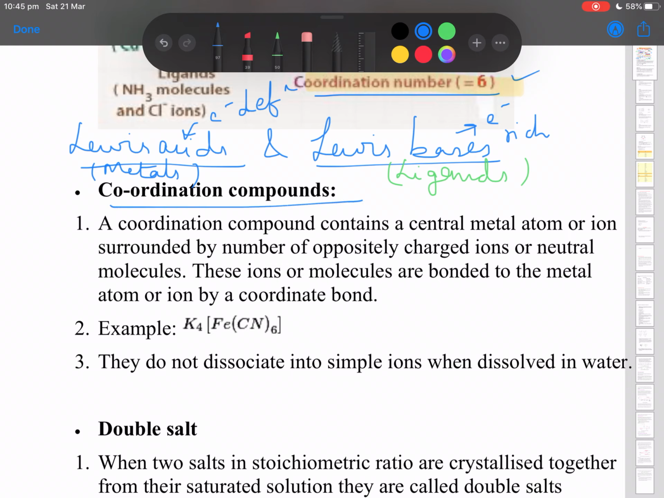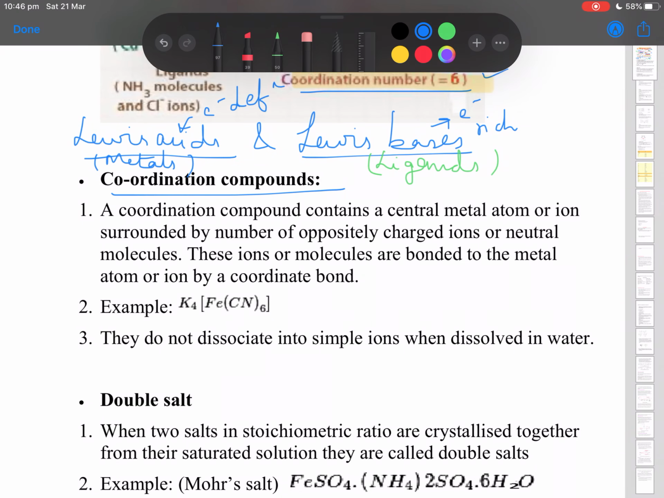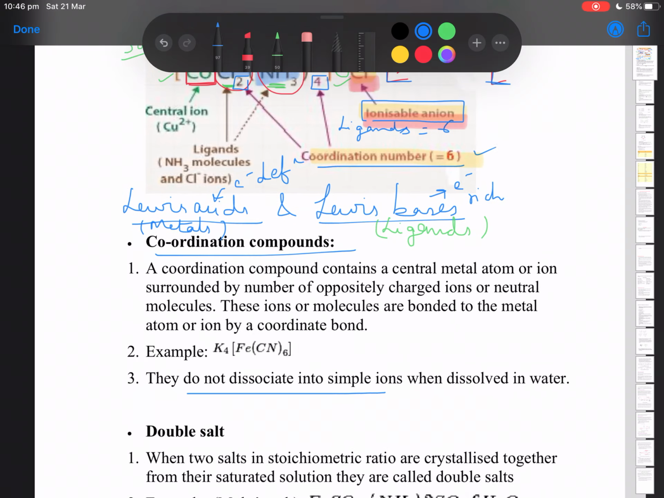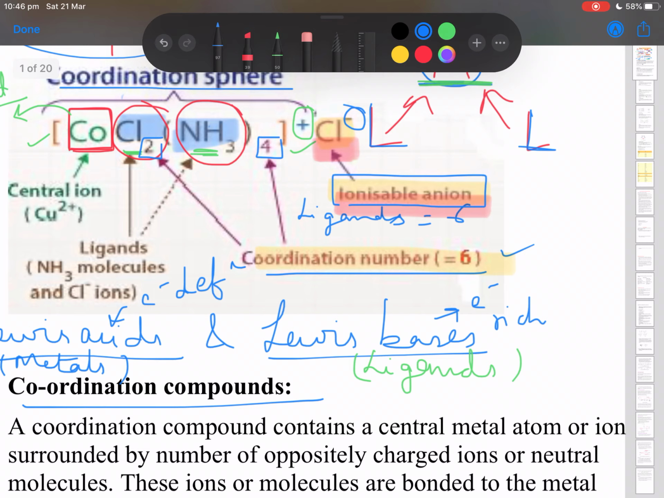The first thing is the coordination compound, what I spoke about just now. Another very important thing is that these coordination compounds never dissociate in water. So I've written here, they do not dissociate into simple ions when dissolved in water. That means you can't separate out the metal and the ligands from each other. But yes, this ionizable ion is given out in the solution. But the metal atom and the ligands can never be separated.